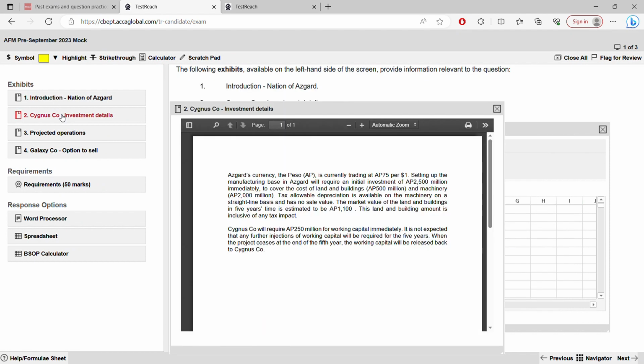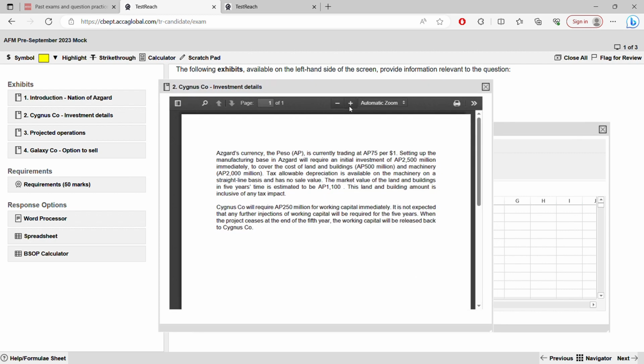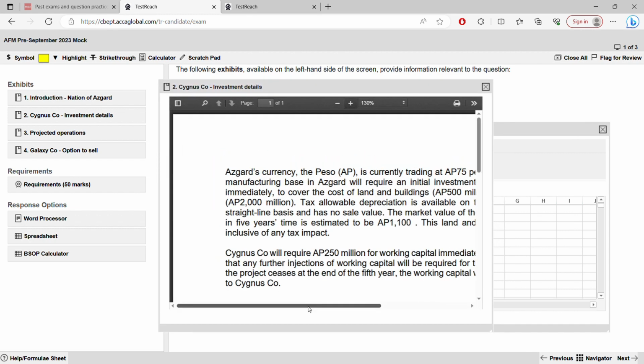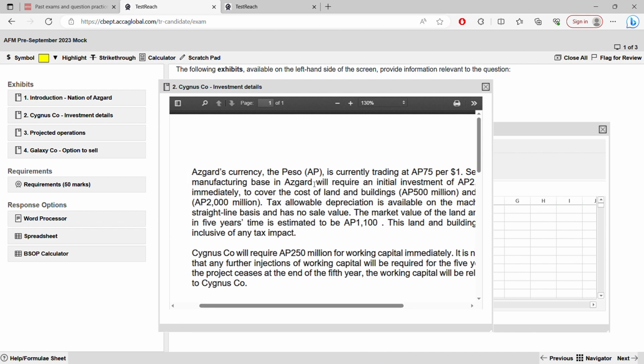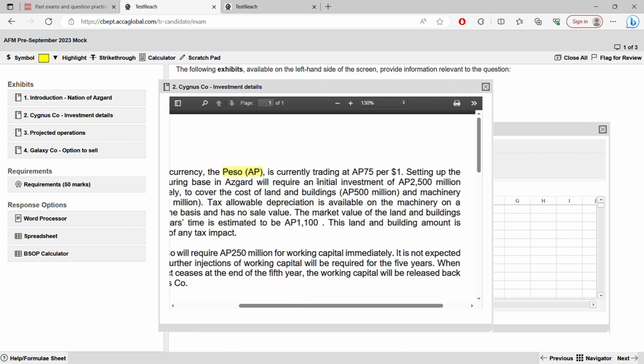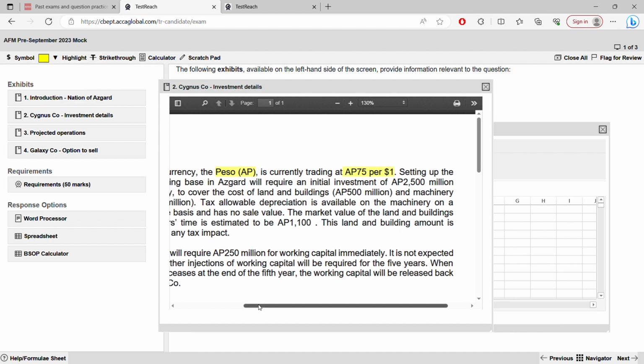Going to 2, okay? I'm going to zoom this out for you because it's very small. Here they have given you the currency. See, this is international, so you have to deal with currency also. You have to adjust your currency, okay? So here your currency is peso. AP is the currency. You have to convert this to dollar, okay? So here this is the currency rate at 75 AP per $1. Okay. Using this, you can convert this.